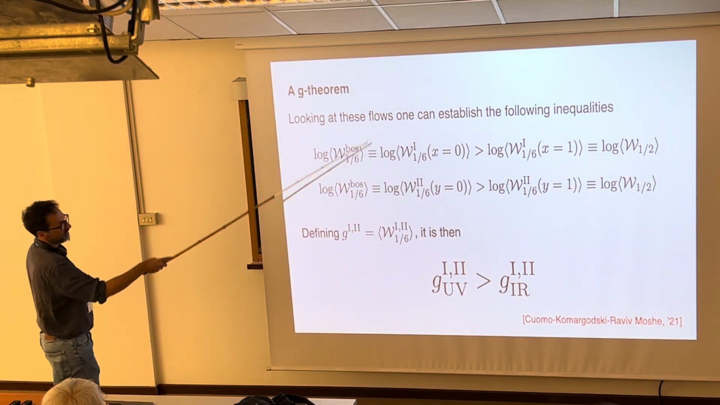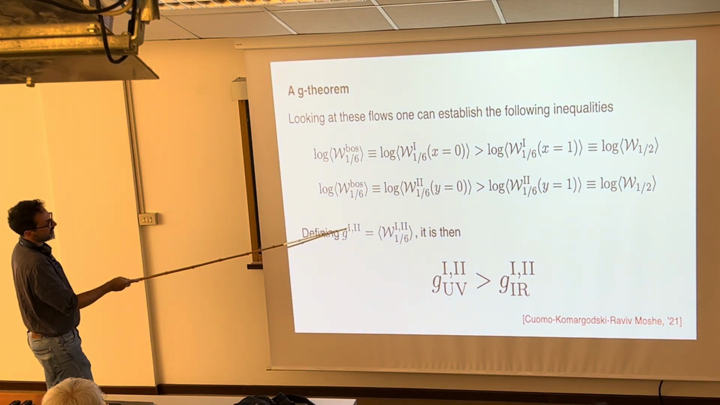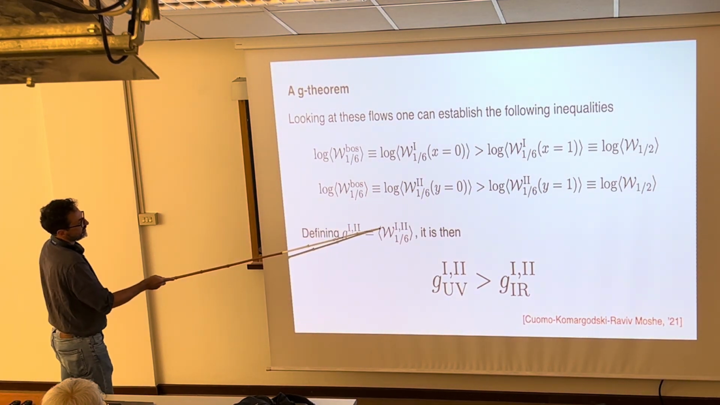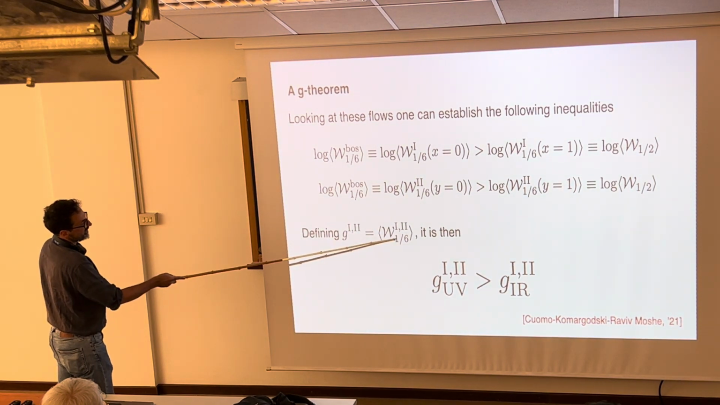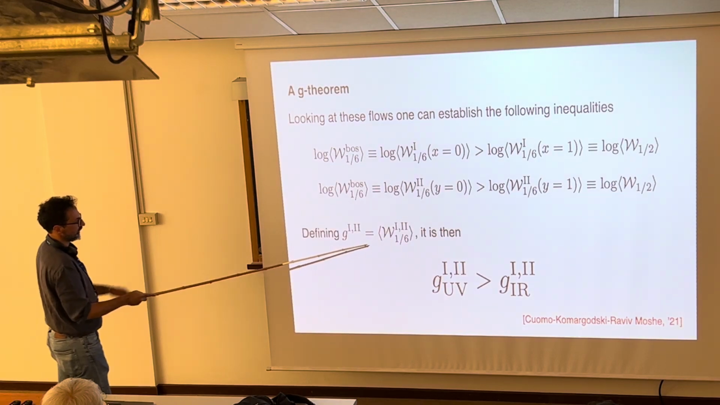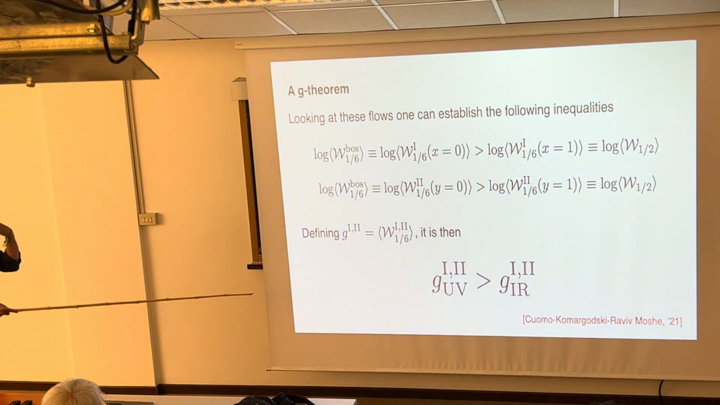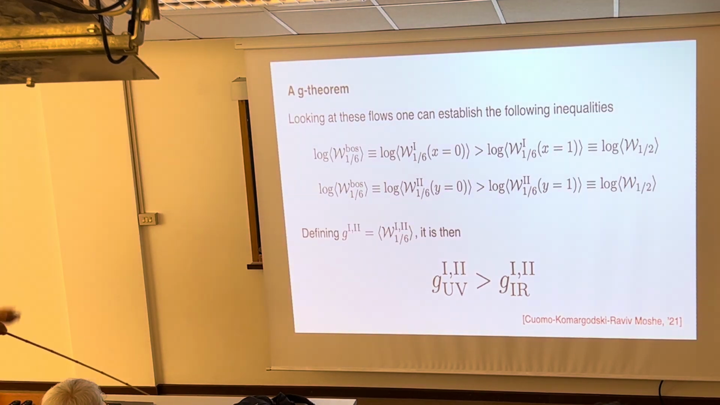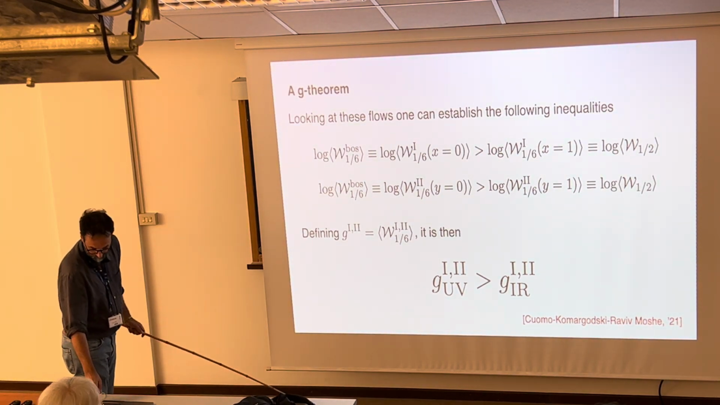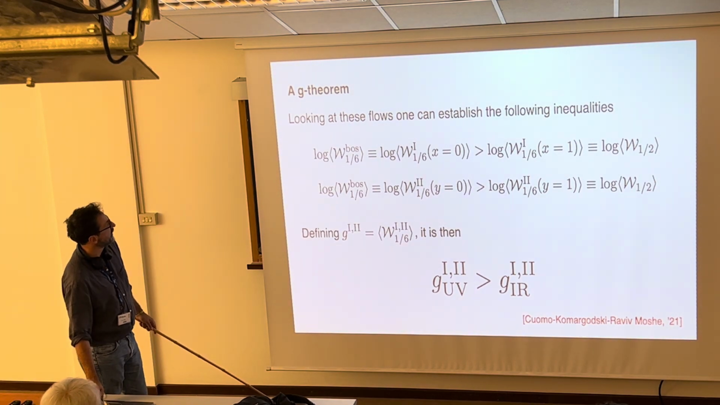Anyway, so by looking at these inequalities and defining these g functions 1 and 2 as the expectation values of the 1/6 BPS fermionic Wilson loops, there were 2 of them, you can establish some g-theorem, so some quantity which is monotonically decreasing along the flow, in the spirit of what these people did in this paper.